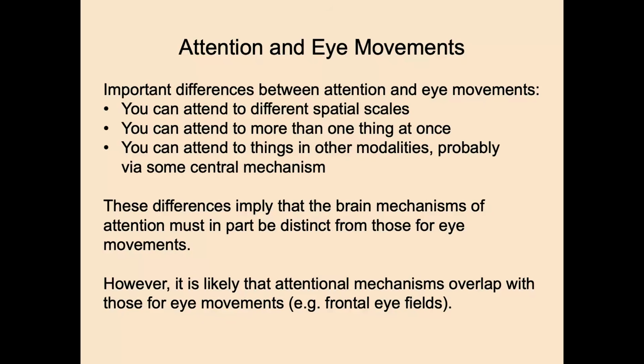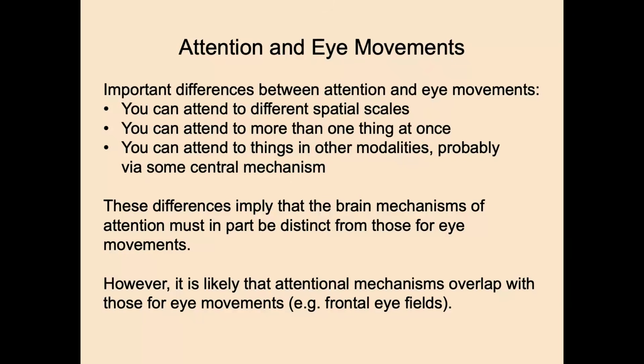And of course, you can attend to things in other modalities where eye movements are not relevant, possibly via some central mechanism. Okay? So these differences imply that the brain mechanisms of attention must in part be distinct from those for eye movements. But it remains likely that attentional mechanisms overlap to some extent with those for eye movements. And maybe actually attention evolved sort of as an extension of the mechanisms for eye movements. That's one reasonable hypothesis.